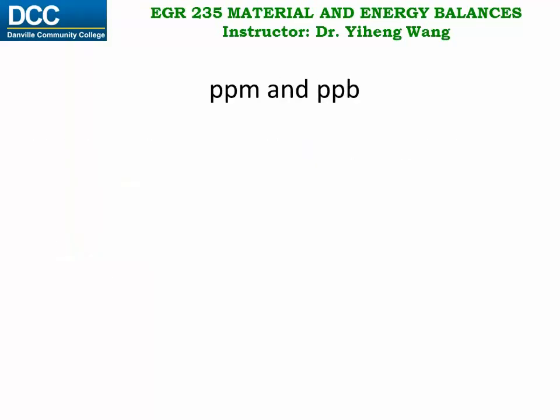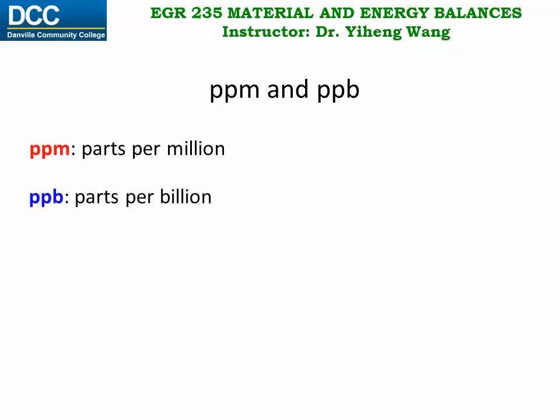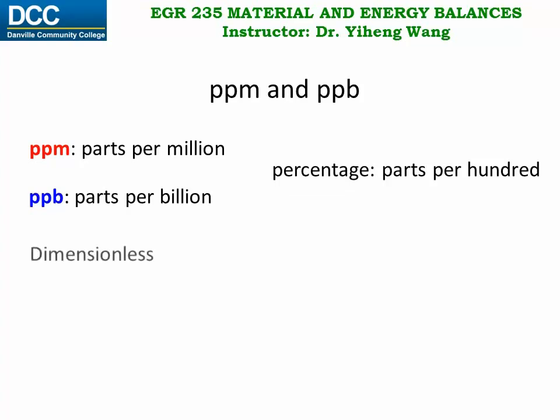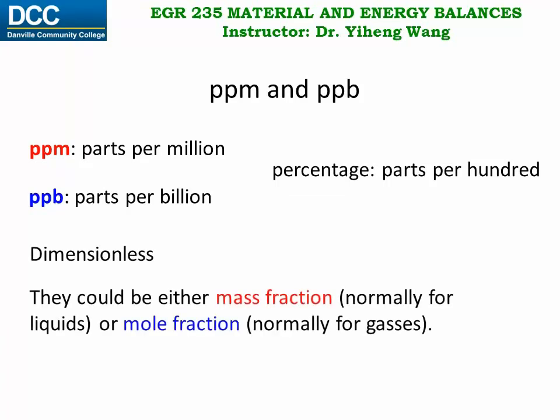To describe a very small, trace amount of substance, we can use ppm and ppb. ppm means parts per million and ppb means parts per billion. And they are similar to a very familiar concept, percentage, which means parts per 100. And just like percentage, ppm and ppb are both ratios and therefore they are dimensionless. They could be either mass fraction or mole fraction.